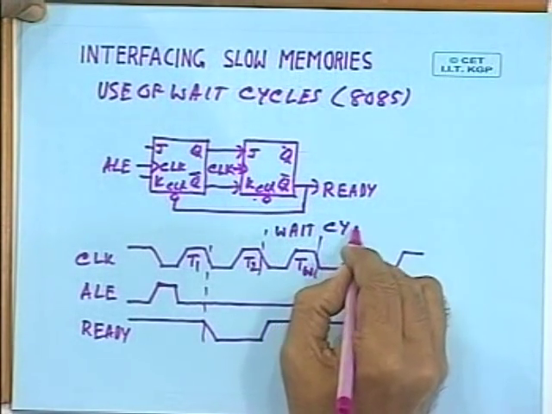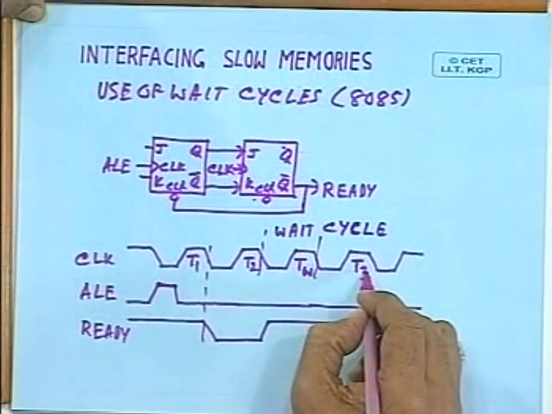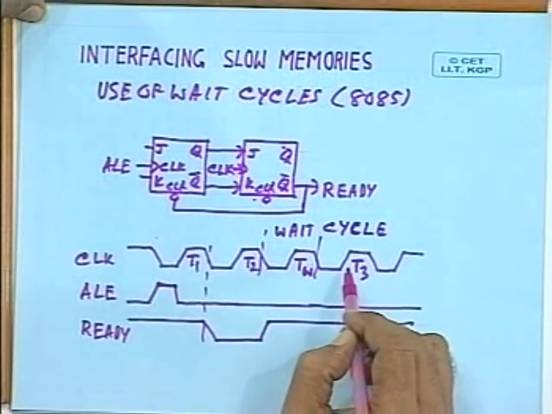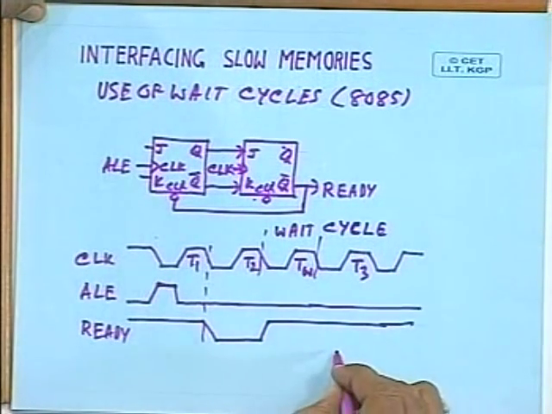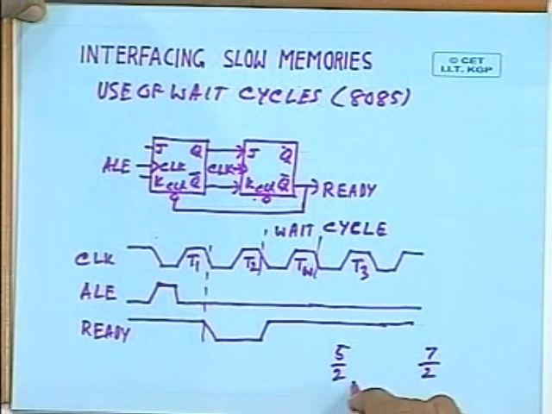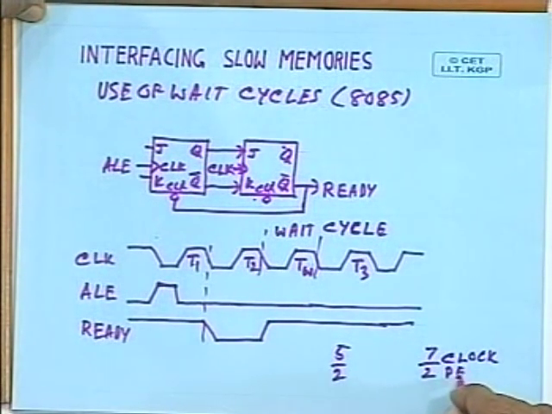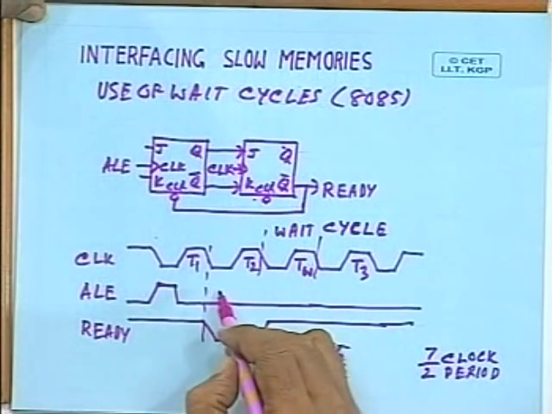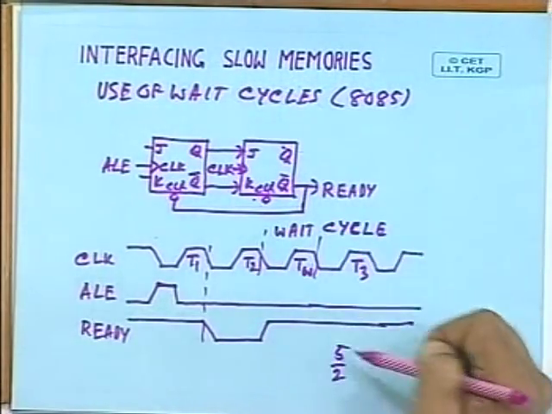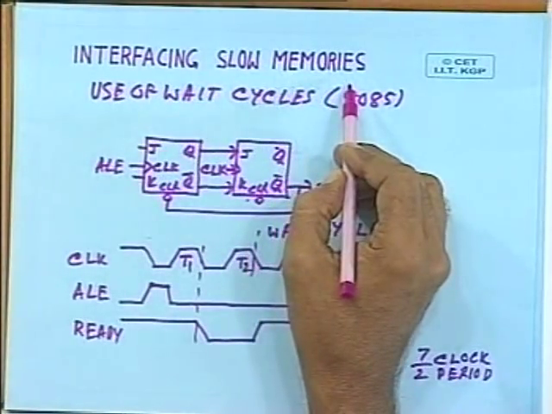The wait cycle has been introduced, which is an additional clock period in between T2 and T3, so that a slow memory can be interfaced. Now the total time required from here to here is, instead of 5/2 clock period, 7/2 clock period, and obviously the access time of this slow memory will be able to perform the data transfer. So this is how you can perform interfacing with slow memories.